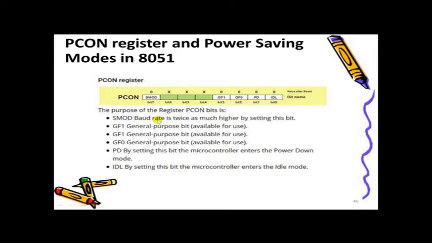Here SMOD doubles the baud rate when this bit is set. GF1 is a general purpose bit available for use. GF0 is also a general purpose bit available for use. By setting the PD bit, the microcontroller enters the power down mode. By setting the IDL bit, the microcontroller enters the idle mode.